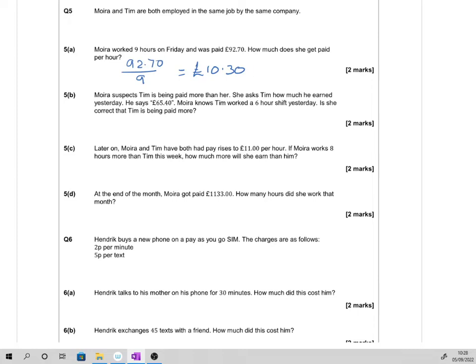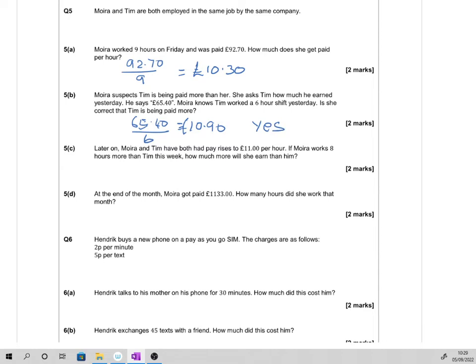Moira suspects Tim is being paid more. She asked Tim how much he earned yesterday. He said 65.40. Moira knows Tim works a 6-hour shift. Is she correct? So let's do 65.40 and divide that by Tim's shift, which was 6 hours. 65.40 divided by 6 is £10.90. She suspects Tim is earning more. Is she correct? Yes. 30p.